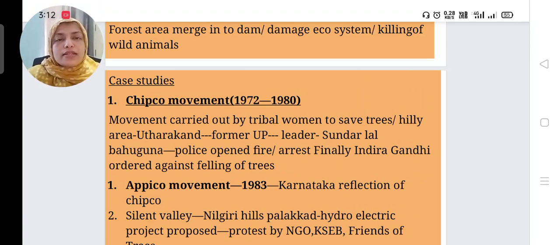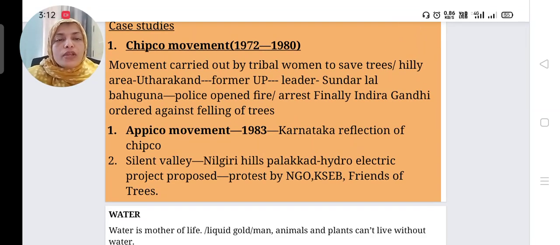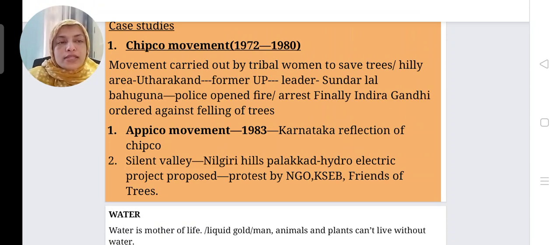Then the next event was the Appiko movement. It was held during 1983. It was in Karnataka. It was also like a reflection of the Chipko movement. Then the next case is Silent Valley. It is a part of the Nilgiri Hills in Palakkad. They constructed it for a hydroelectric project purpose. So there was protest by NGOs, non-government organizations, and KCB workers and friends of trees.